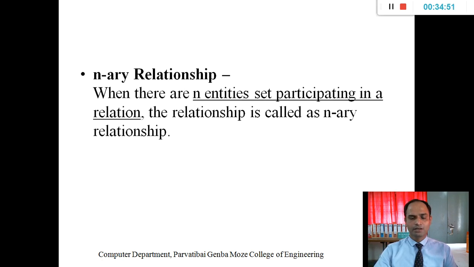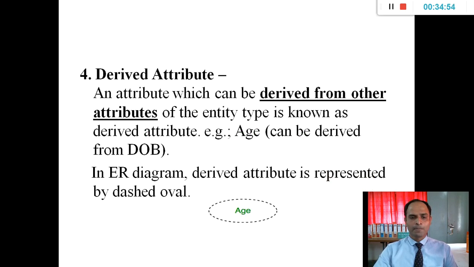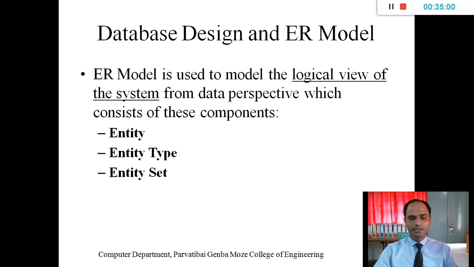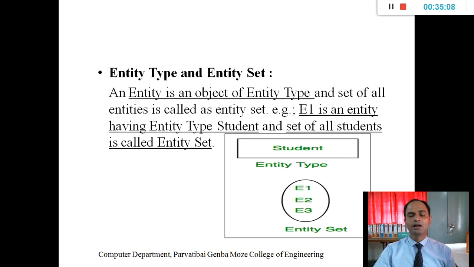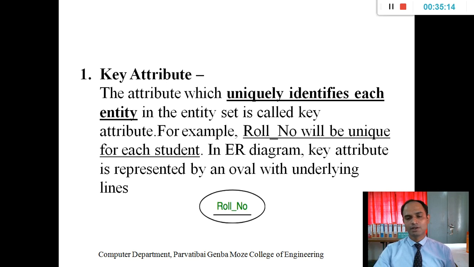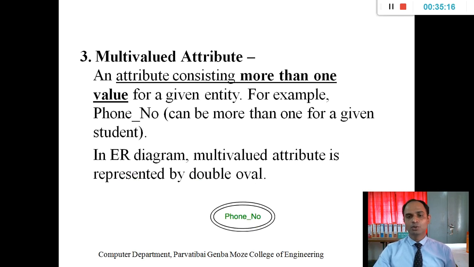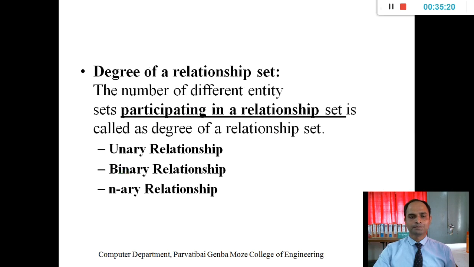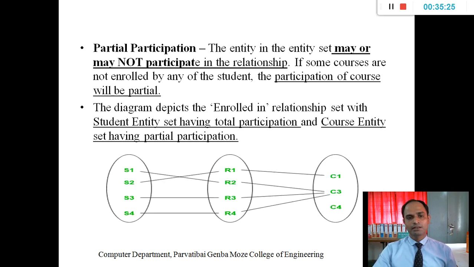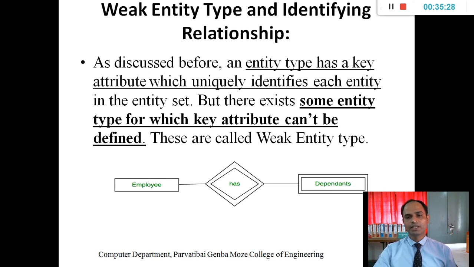We already covered the entity, then entity type, entity set, and the entity. Then we understood the relationship, that is the relationship type and the relationship set. Then next is participation, total participation or partial participation, and before that, cardinality. After that, we understood the weak entity and how we identify the relation from the point of view of a weak entity.